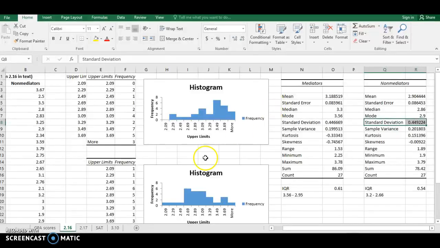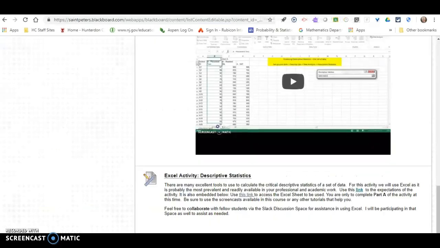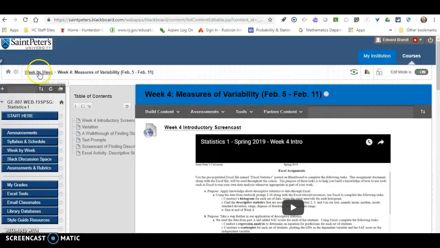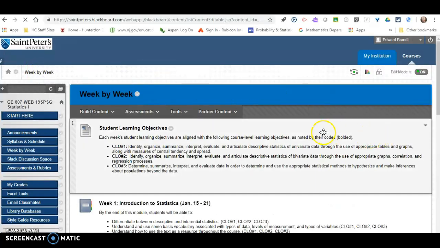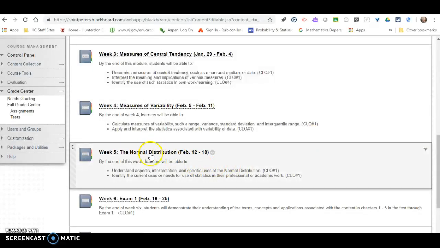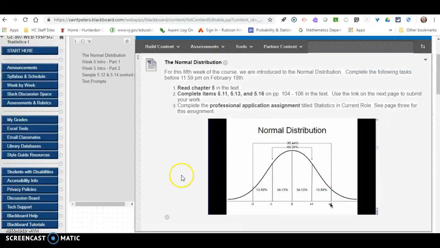Now let's take a look at what's due for week 5. In week 5, we're going to take a look at what's called the normal distribution or the normal curve. You may have heard the term normal; when you say something seems normal, that's technically a statistical term. And sometimes we talk about a bell-shaped curve. Well, a bell-shaped curve is a symmetrical curve, and a normal distribution is a very specific type of bell-shaped curve.